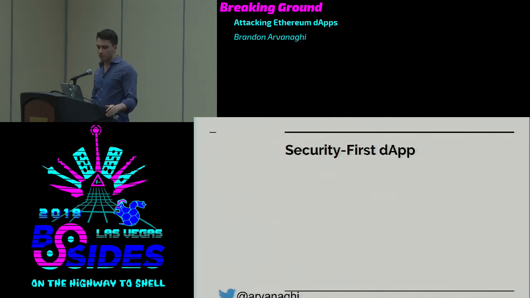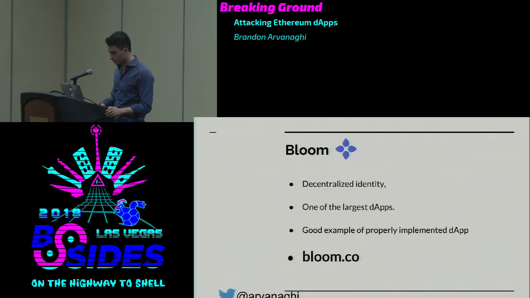So I'll give an example of another dApp that's designed with security in mind, and I'll talk about why these best practices are implemented there, so you can understand the attack vectors that they're defending against. Bloom is a really big dApp, and it's a good example of this. If you want to check it out, it's at bloom.co.